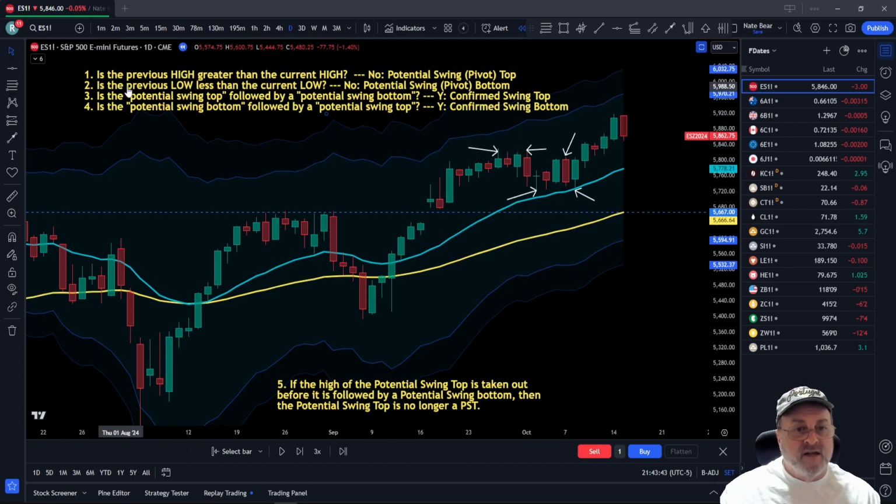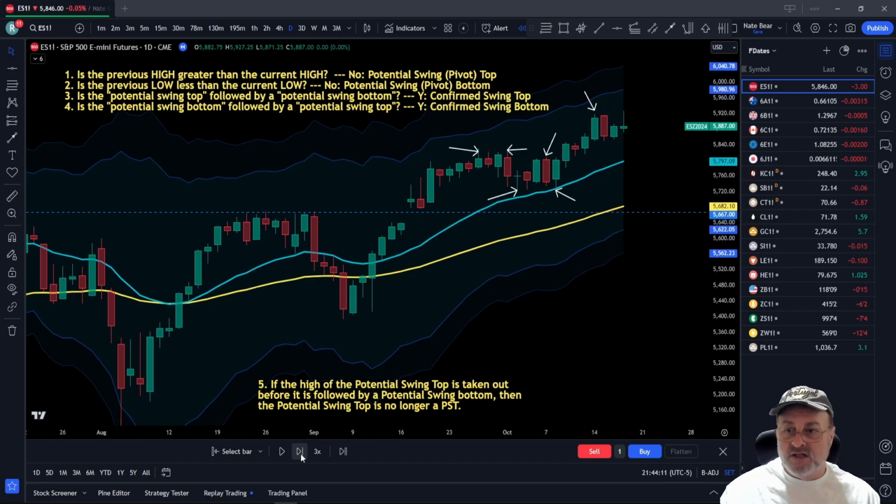Look at right here. Is the previous low less than the current low? No, it's not. It's equal. It's not less. We have a potential swing bottom. So this price bar is a potential swing bottom. What happens when a potential swing top is followed by a potential swing bottom? It gets confirmed. That is now a pivot top. All right, now we got a potential swing bottom right there.